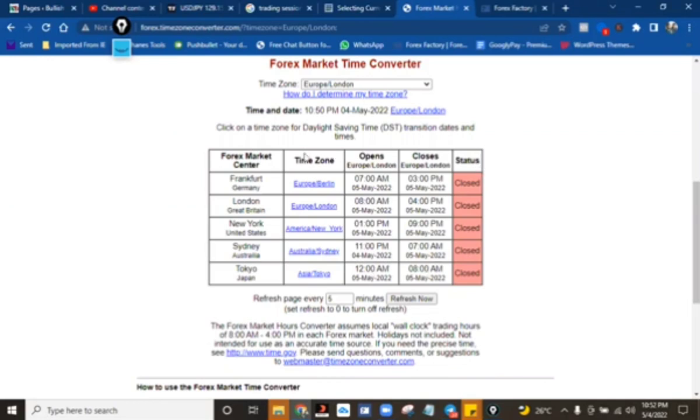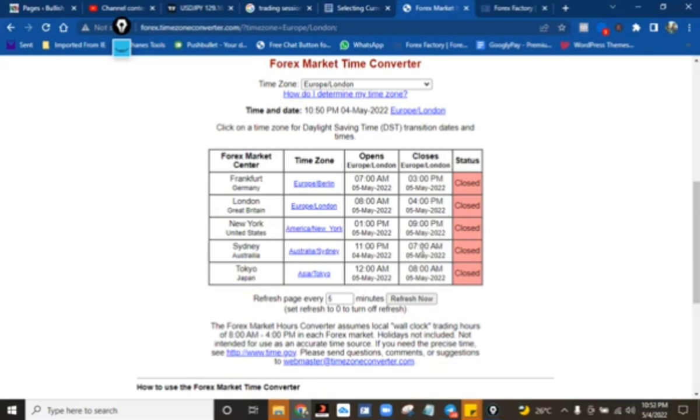So right now you get to understand something: the London session opens 8 a.m. and closes 4 p.m. Now, while the London session is about closing at 4 p.m., the US session would be waking up, around 1 p.m. So the London session will close at 4, and then the US session will close about 5 hours after the London session.